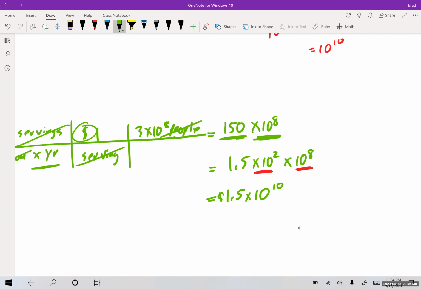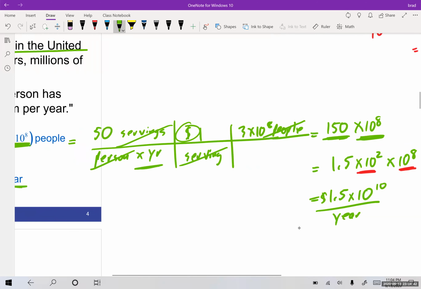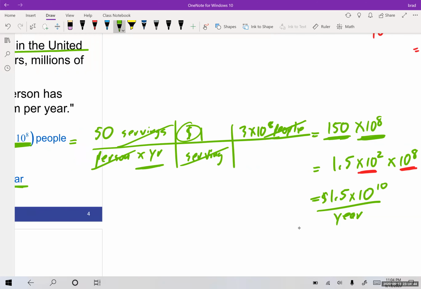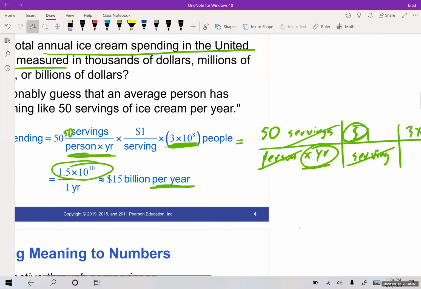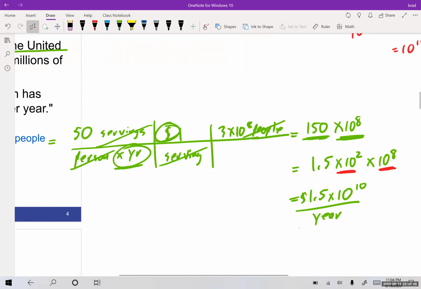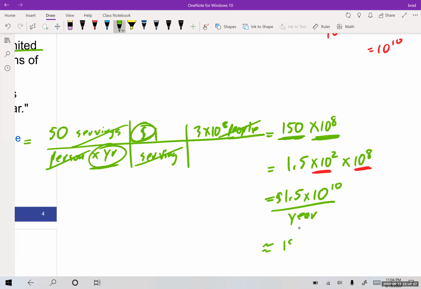And this is dollars per year, right? So all I'm doing is I still have my years left, I still have my dollars left, and I go with that. Now over here they say 1.5 times 10 to the 10th is approximately 15 billion per year. Now the reason they say 15 billion per year is they're trying to now talk about it in a way that we can understand.